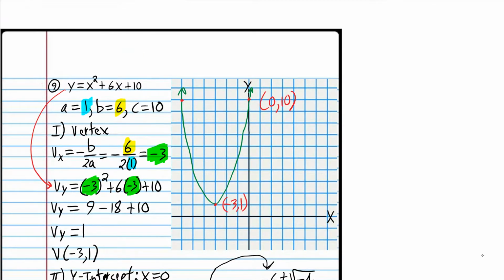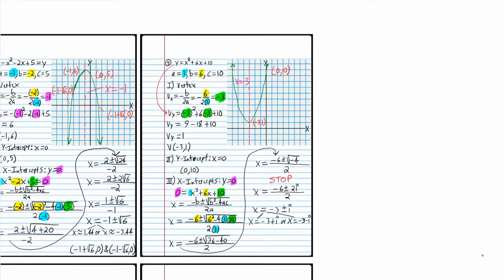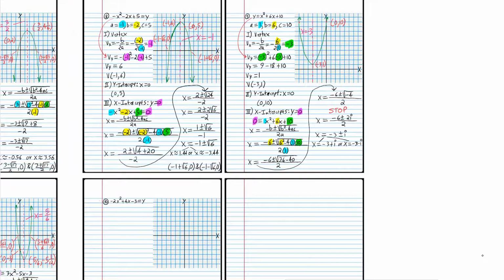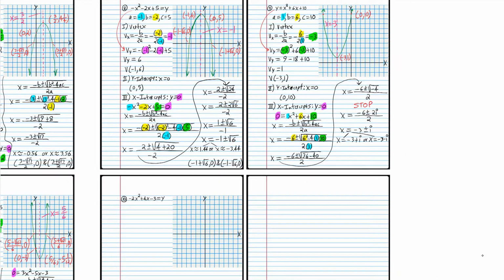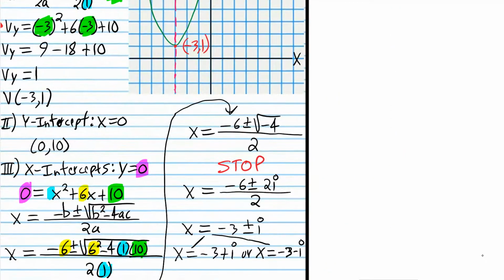And now we just have to draw the line of symmetry and write its equation. X is equal to negative 3. Okay, so that's what happens when there are no x-intercepts. Why don't you try, and again, you can stop when you get to this point. You don't have to really go any further.